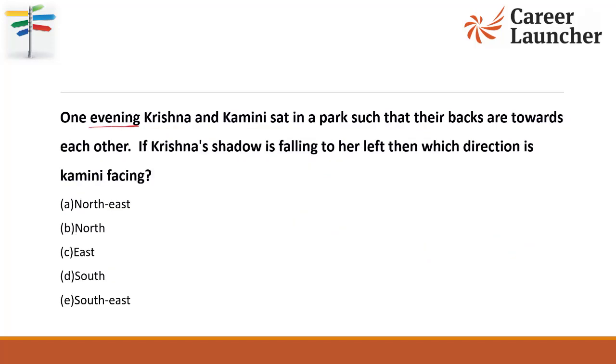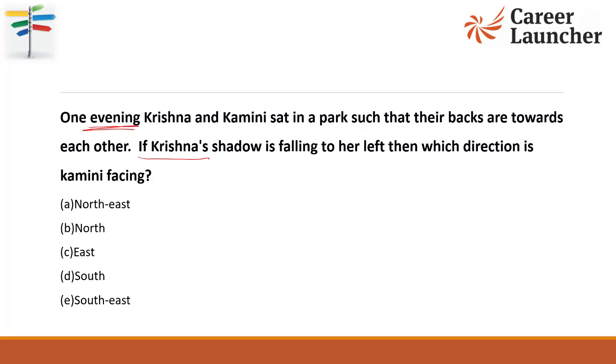One evening, Krishna and Kamini sat in a park such that their backs are towards each other. Again, their backs are towards each other. That means they are not sitting face to face. They are sitting back to back. But again, their directions will be exactly opposite.